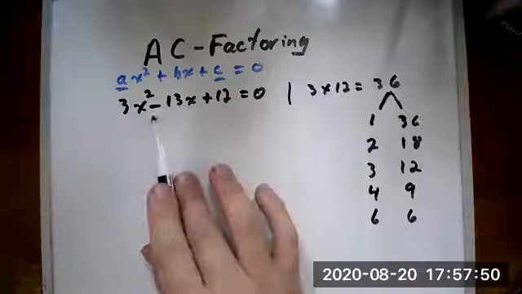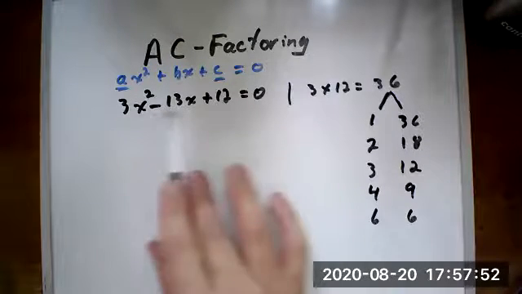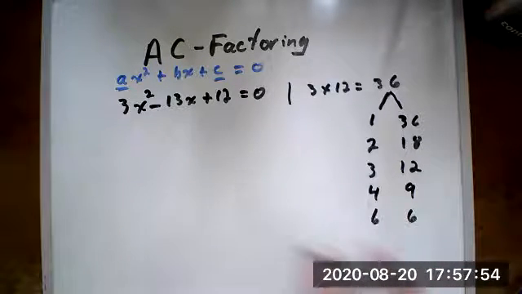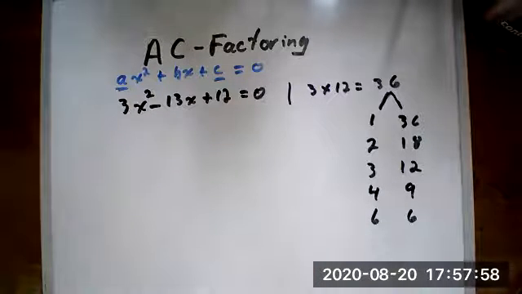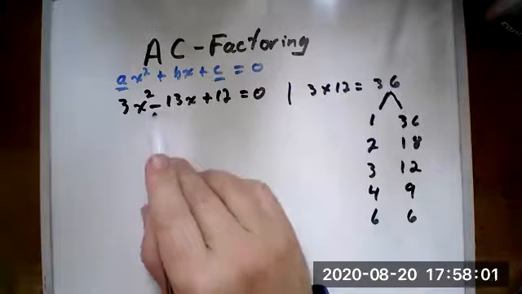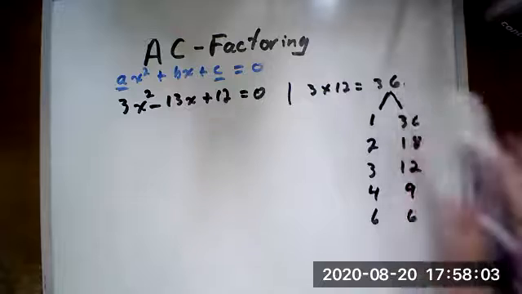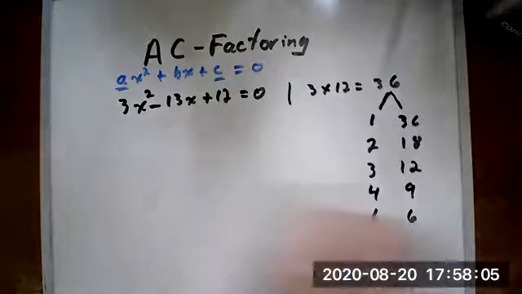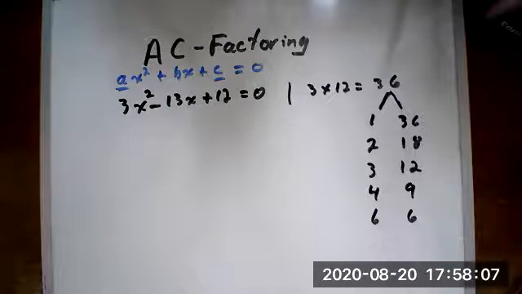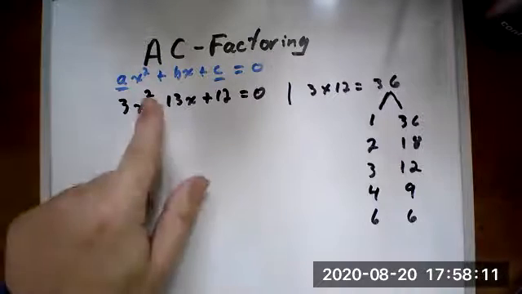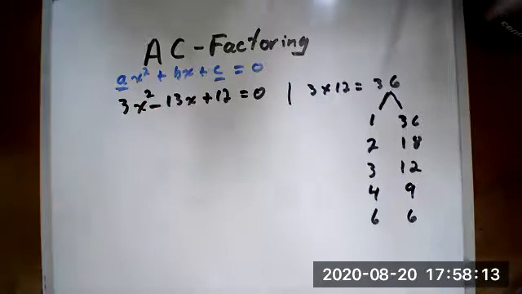Great. Then I stop and I say, okay, I'm now trying to find which of these pairs of numbers is going to add to negative 13. Because this is a negative and my 36 is a positive, it lets me know that ultimately both my terms are going to need to be negative. So another way to look at it is, if I add them up, what gets me to 13?